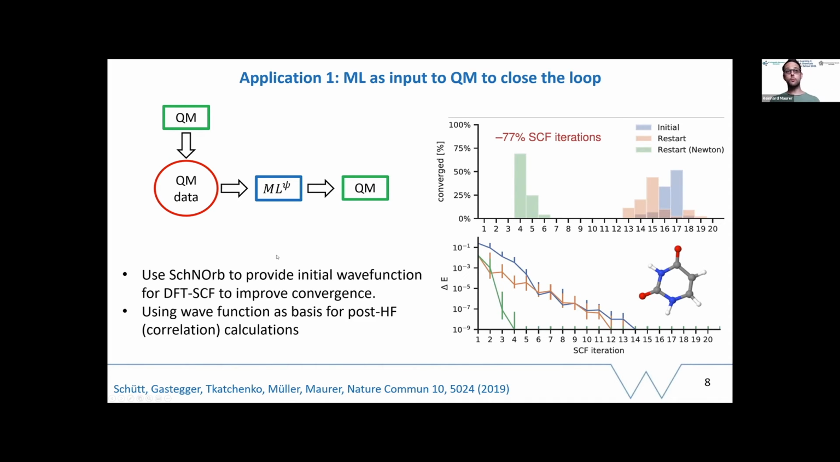We can also use the wave function as input for correlated post-Hartree-Fock theories. So we can use this to calculate MP2 energies or Hartree-Fock energies, which are the first order and second order perturbation theory results on top of these energy levels.